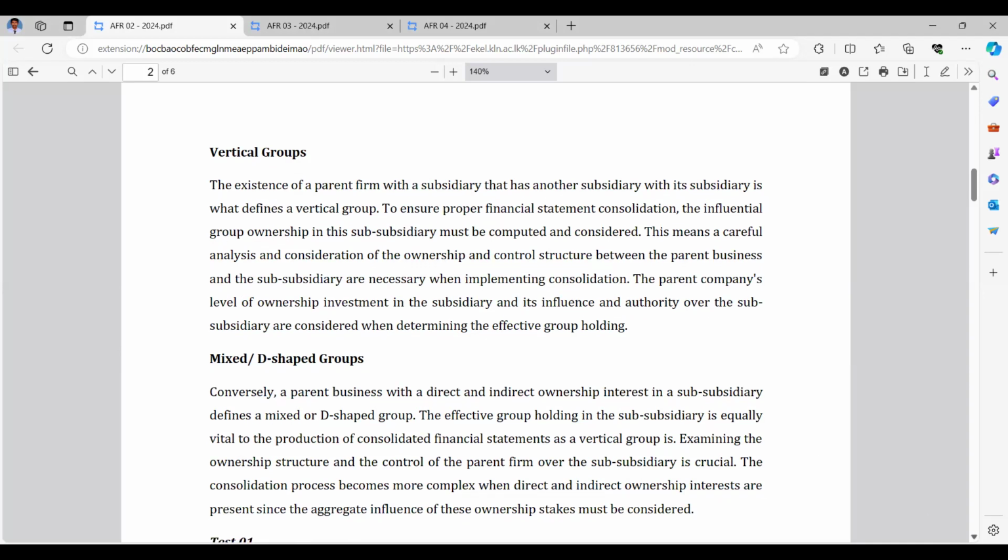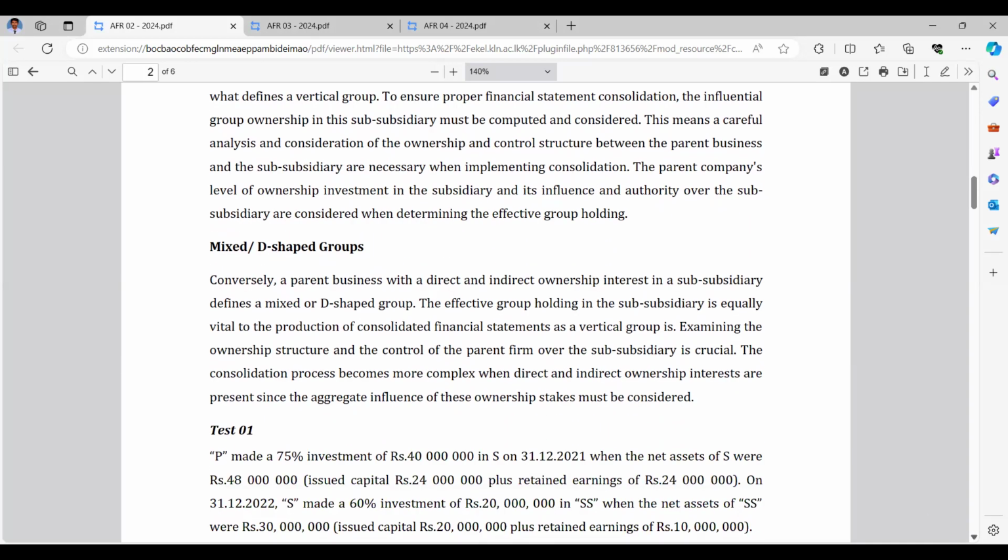The mixed one, I told you, is referred to as a D-shaped group. Conversely, a parent with both a direct and an indirect ownership interest in a sub-subsidiary defines the mixed, or D-shaped, group structure.